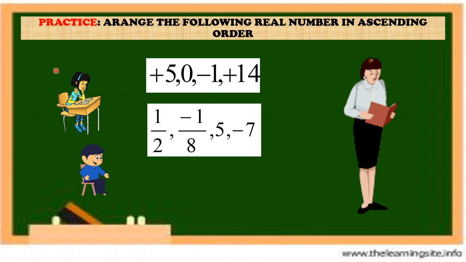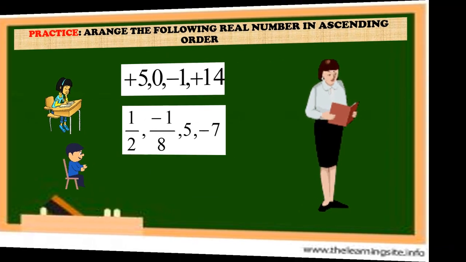We will practice. Arrange the following real numbers in ascending order. We have the first one: 5, 0, negative 1, and 14. For the second one, we have 1/2, negative 1/8, 5, and negative 7. Ascending means from lowest to highest.